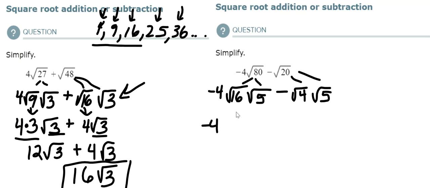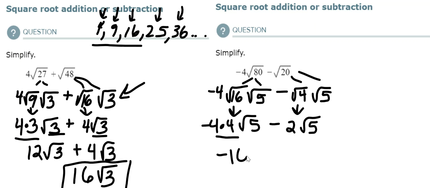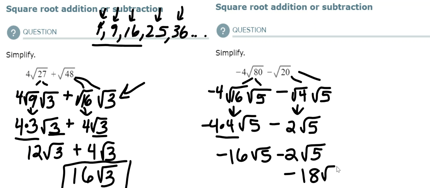Negative 4, and then the square root of 16 is 4. Square root of 5 minus the square root of 4 is 2. I'm going to multiply here and I get negative 16 square roots of 5 minus 2 square roots of 5. Using our integer rules now, negative 16 minus 2 more gives me negative 18 square roots of 5. And that's the final answer.